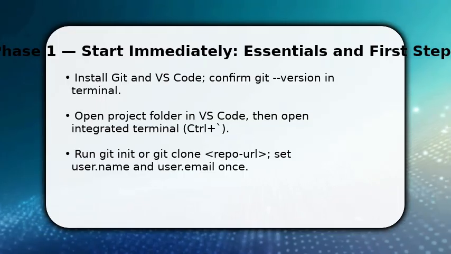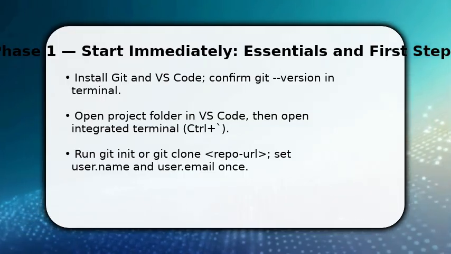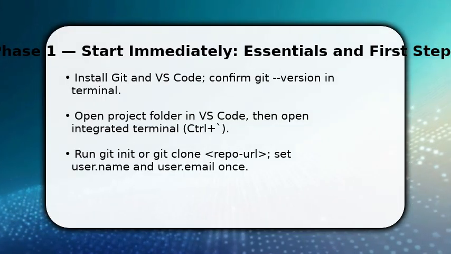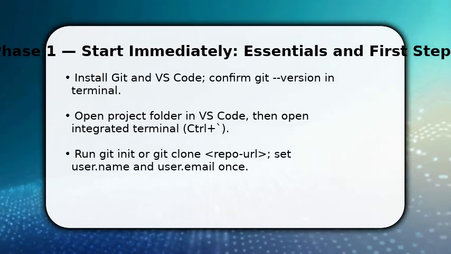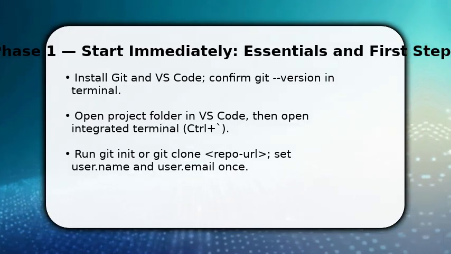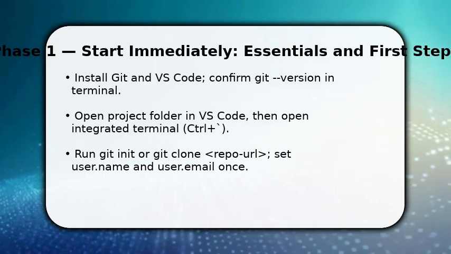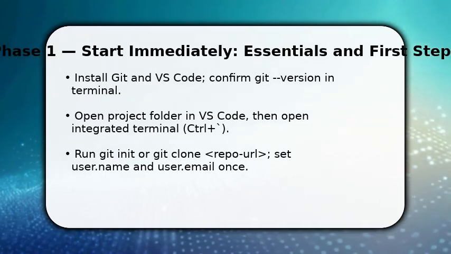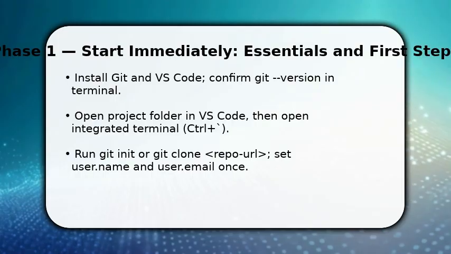You begin by validating prerequisites: Git installed and VS Code opened on your project. Open the integrated terminal with Control+` and run git --version to confirm. Next, either git clone <repo URL> to fetch an existing repo, or git init to create one.